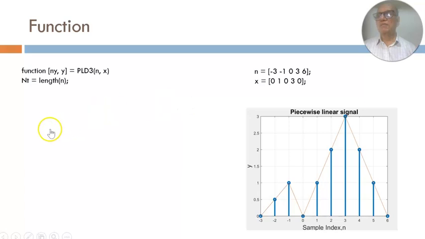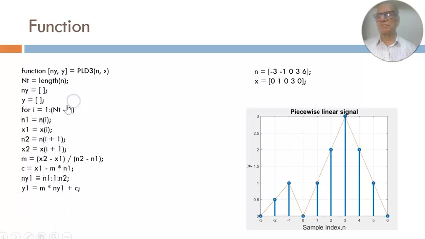All right. So what is the first thing you do? You find the length of n. In this particular case, that will give you the number of sample values for n, which is going to be 1, 2, 3, 4, 5. So nt, after you execute this statement, will hold the value 5. Then you initialize the output arrays. Both the output sample index values and the output sample values themselves are initialized to null, and we'll go on concatenating in the iteration that we shall study next.